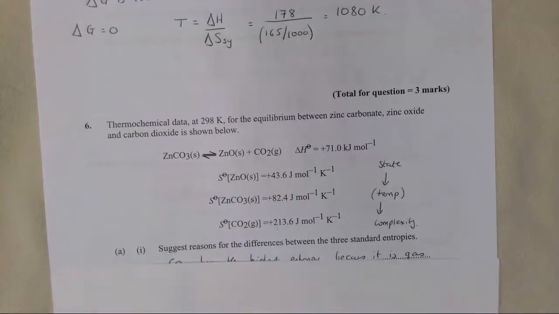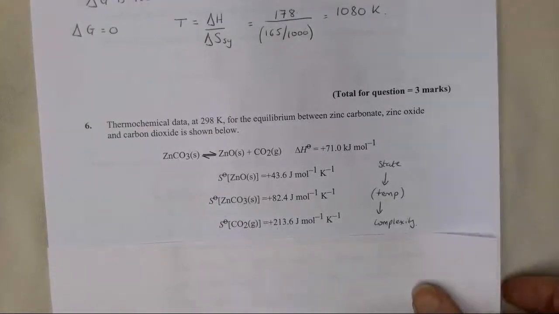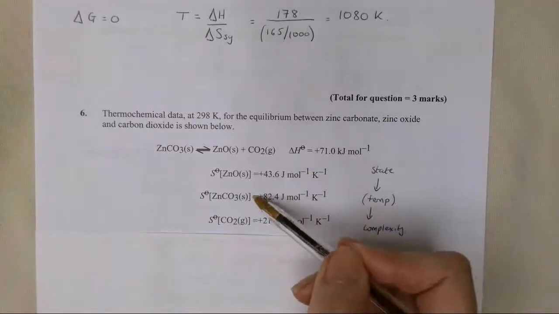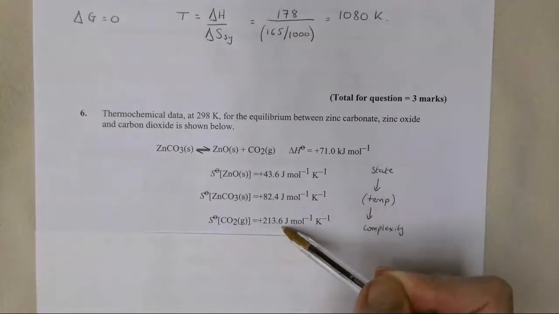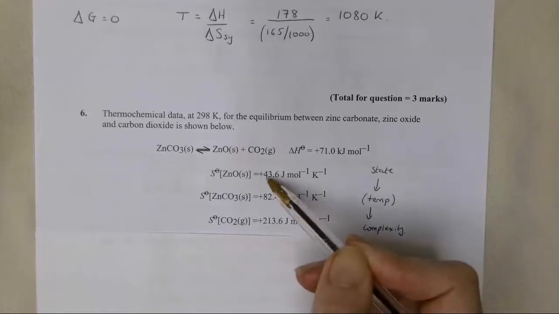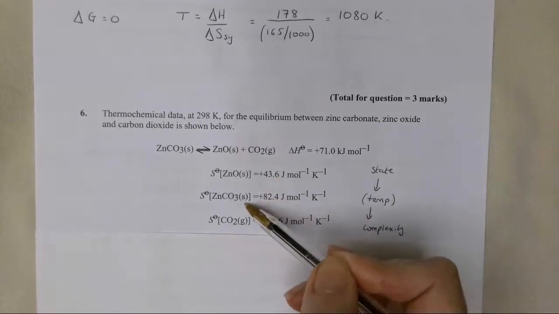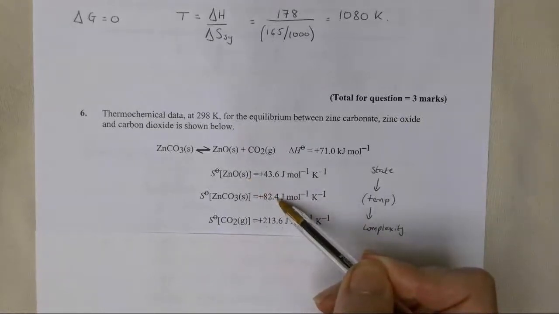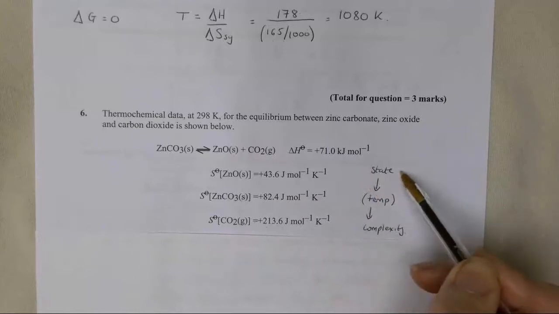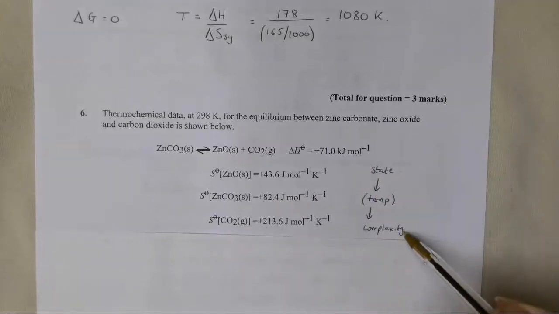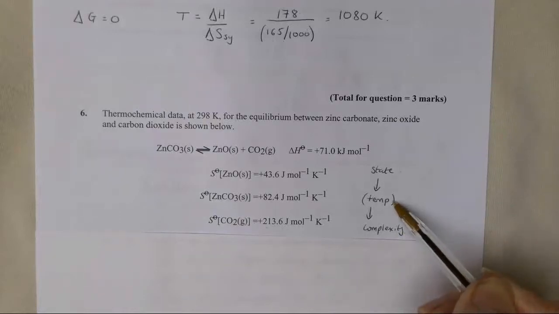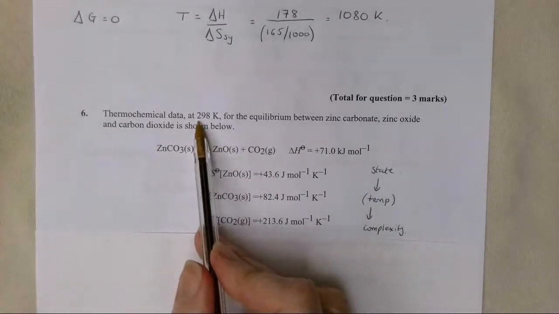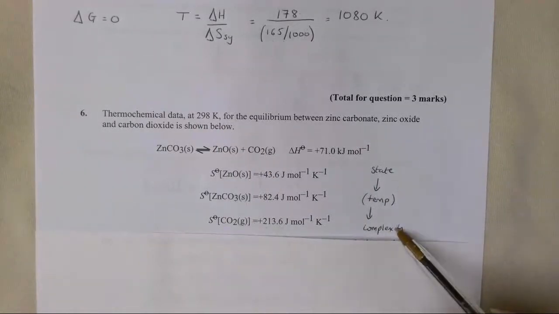We're looking at the differences between these three entropy values. Very similar to a question we did on the previous page. We're looking at two solids and a gas. Well, the gas has the highest entropy because it's a gas, and of the two solids, the zinc carbonate is a more complex compound than zinc oxide, so it has the higher entropy. So usually we look at state first, then we look at temperature, then we look at complexity. Temperature is irrelevant in this case because all three are measured at the same temperature, in other words 298 Kelvin. So we're just considering state and complexity.